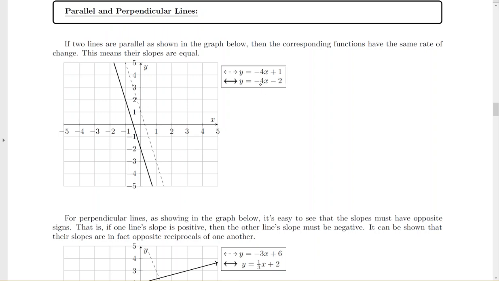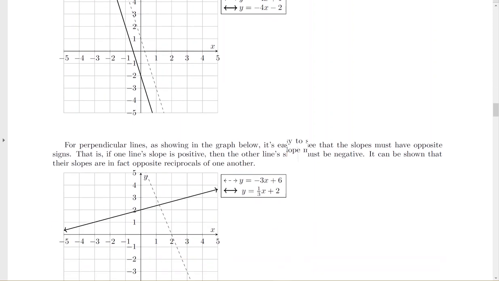And for the next one, it has the same slope, so it's at the same tilt, if you will, but the difference is the y-intercepts. So here I have a y-intercept of 1, here I have a y-intercept of negative 2, but the slopes are the same. Both have a slope of negative 4.